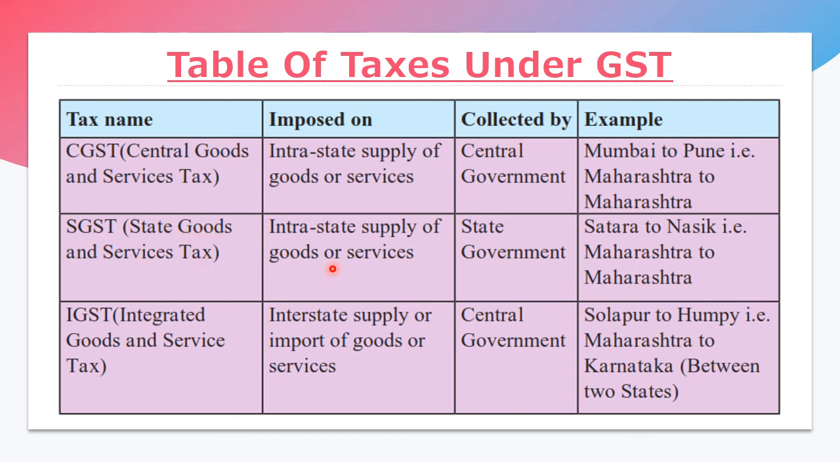So this is also intra-state supply of goods or services. Here also the supply of goods or services is within the state. Same state के अंदर अगर आपका goods और services supply हो रहा है तो ये टैक्स इंपोज होता है, उनके लिए होता है SGST. ये कलेक्ट कौन करता है? स्टेट गवर्नमेंट. So SGST, from the name itself we can say that this tax will be collected by the state government. For example, Satara to Nasik, that is Maharashtra to Maharashtra. So this is also within the state, both are in Maharashtra. Okay, so this is the state government, this is the central government.